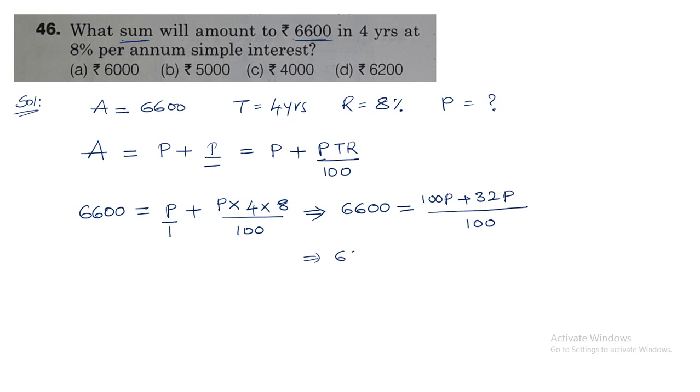Now directly, 6600 is equal to 100p plus 32p, which is nothing but 132p divided by 100. Now I need to find out the value of p. Along with this p, I have 132 by 100 being multiplied with p. When I transpose, this is 6600 by 1 into 100 by 132.